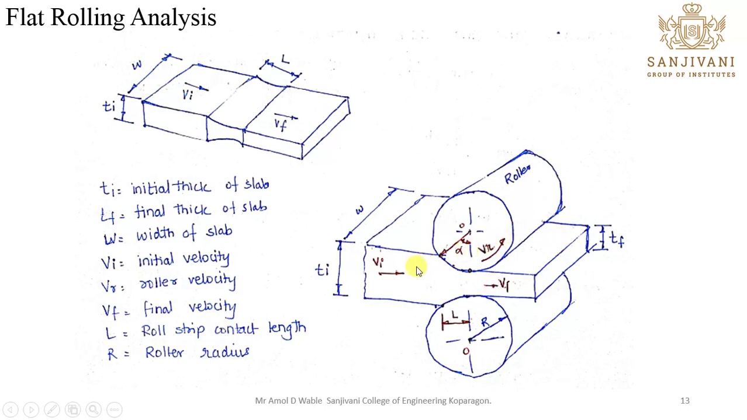Then here you can find the radius of the roller. This will be the angle of bite, which can be called the point from which the workpiece actually comes in contact with the roller surface. Let us see the next one.